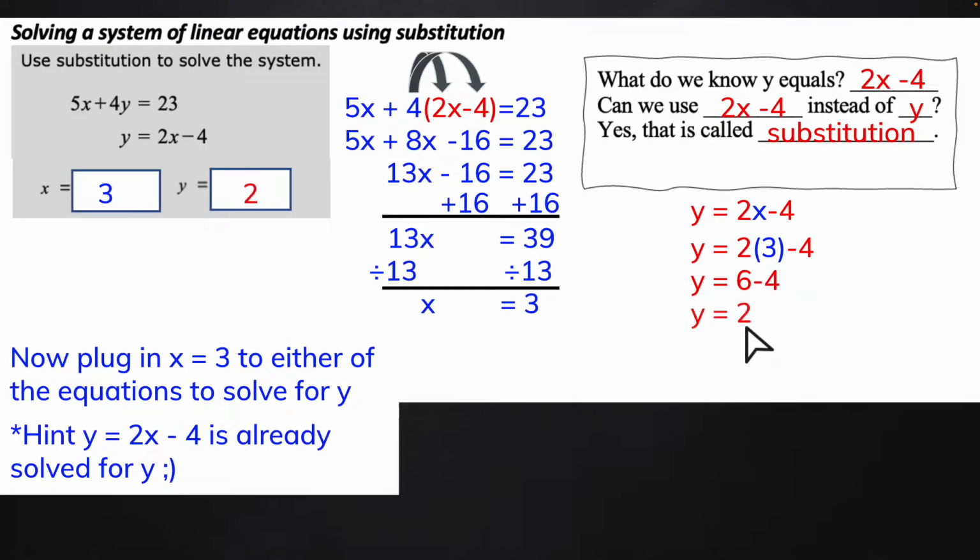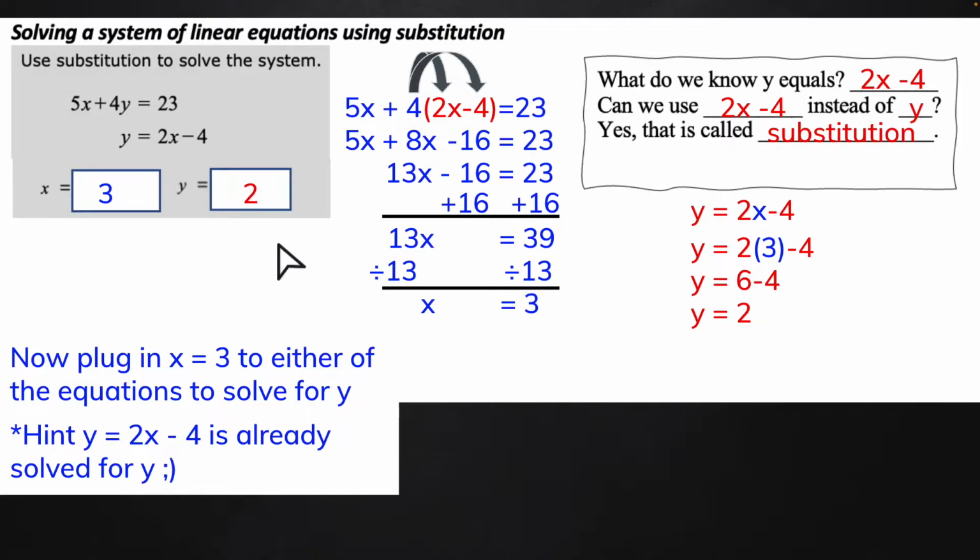So now I have my coordinate where those two lines would cross. You can solve this graphically as well. This one definitely would be easy because it crosses on a very specific point. There's no decimal places involved, so it would be very simple to see that as well.